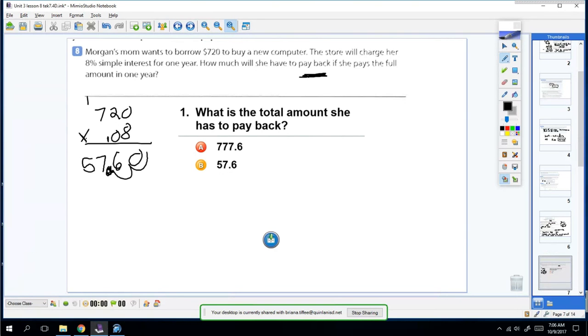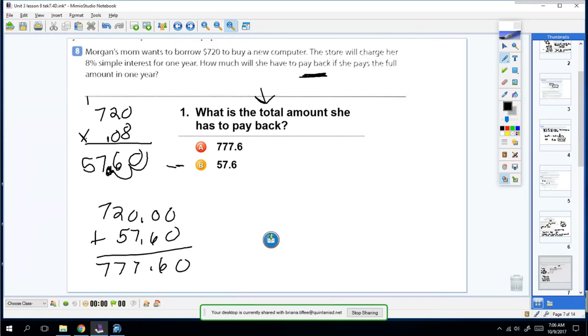All right, so here I actually see my answer. But that's not what I'm looking for. I'm looking for the total amount I have to pay back. I know she has to pay back $57.60 plus the original amount she borrowed. So you're going to take the amount that she borrowed, $720, and you're going to add $57.60 to that. And it'll come out to $777.60, giving your answer A.